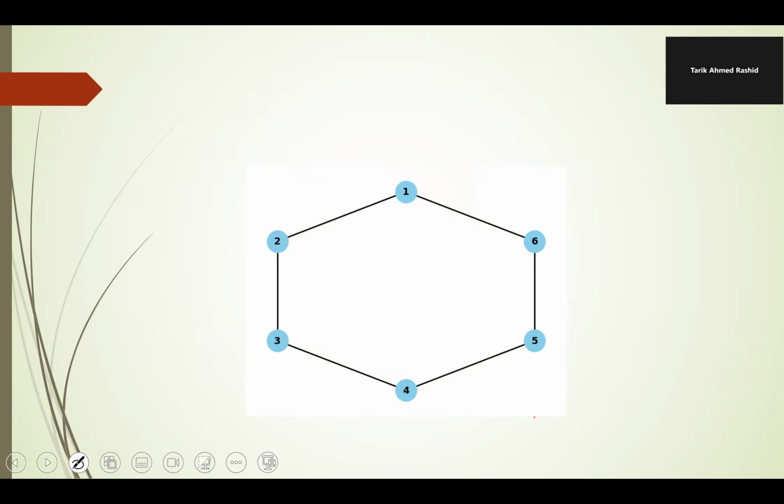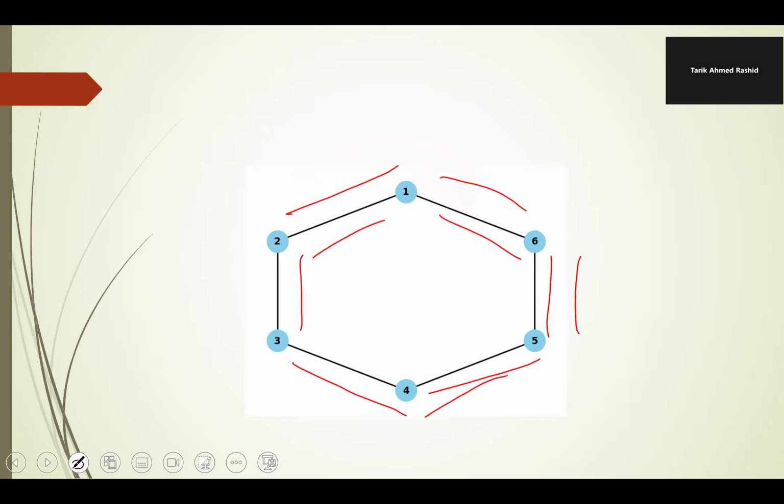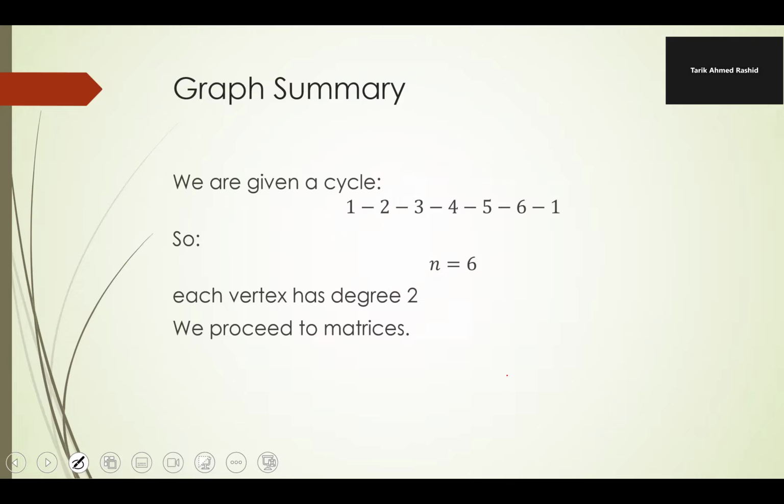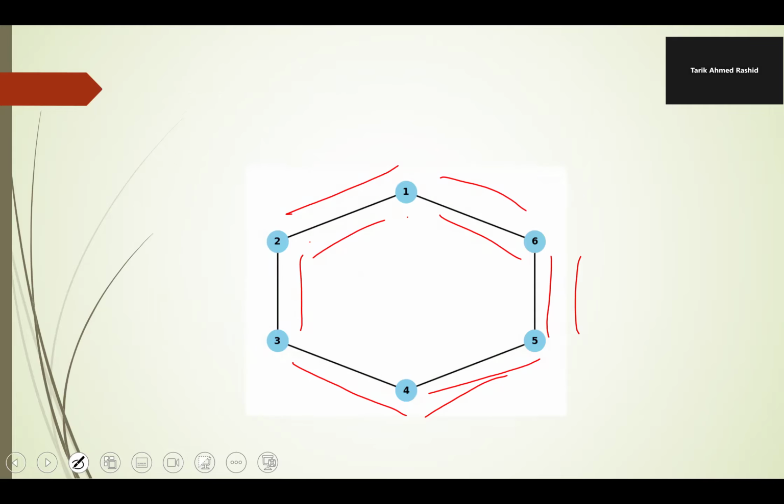So this is the example that we have. 1 is connected to 2 and 6, 2 is connected to 3 and 1, 6 is connected to 5 and 1, 5 is connected to 4 and 6, and 4 is connected to 3 and 5. So each node is connected to 2 other nodes. So we have a cycle 1, 2, 3, 4, 5, 6, and back to 1.